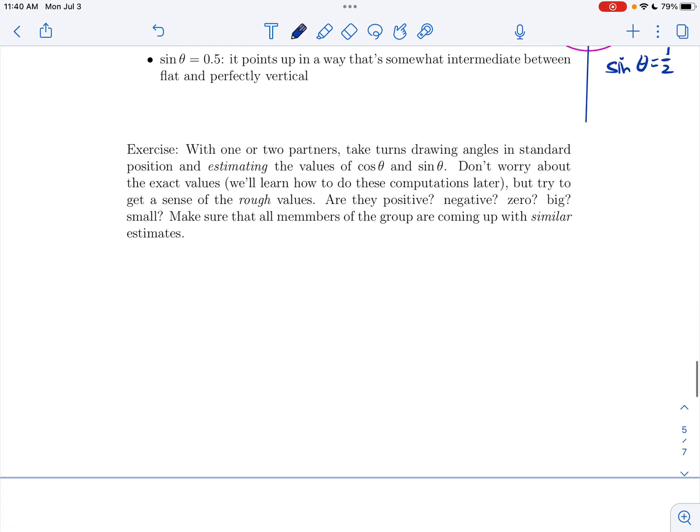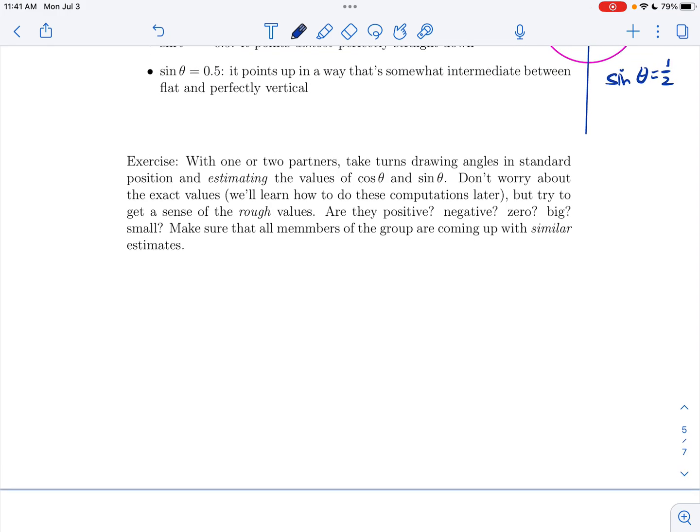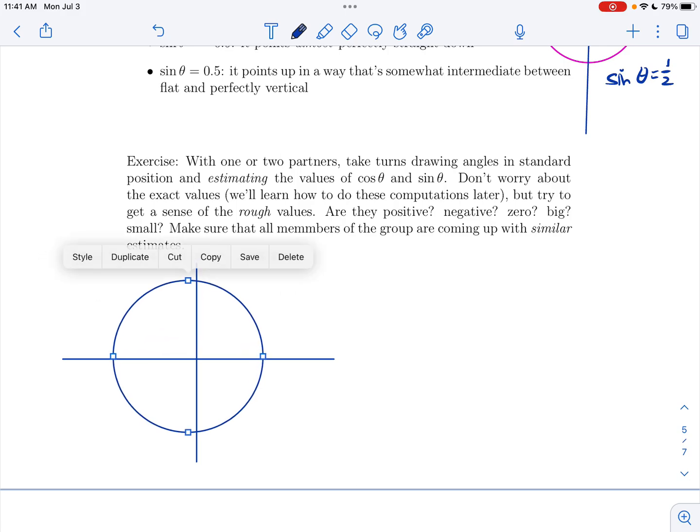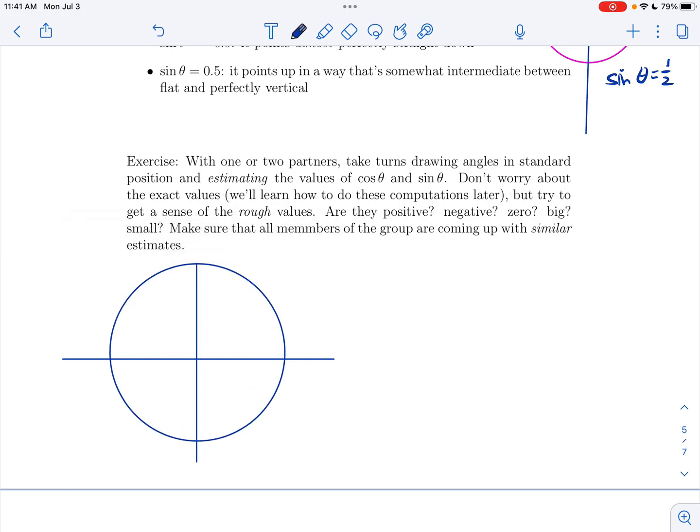So as an exercise, get one or two partners and just take turns drawing your axes and your unit circle. Okay, let's try to make this a little bit better. I do want this to look symmetrical. Okay, that's pretty good. So just draw an angle in standard position, and just estimate, what do you think sine and cosine are?